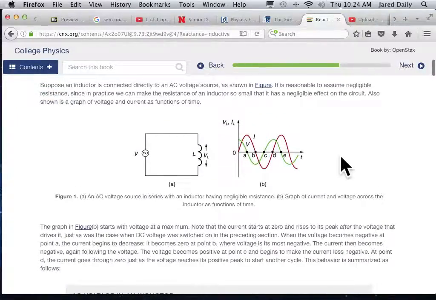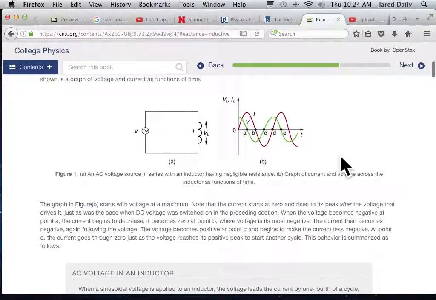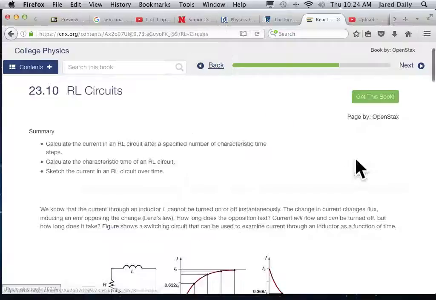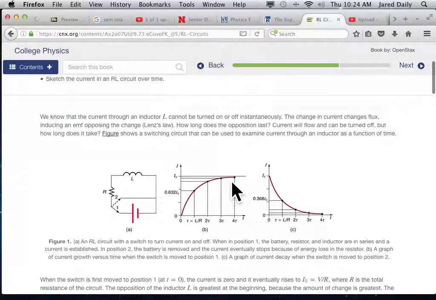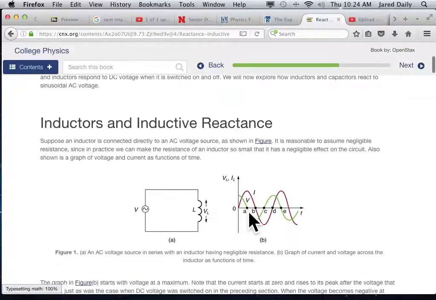Now, let's talk about what happens in time. We've already seen in the last section that when we drive a current through this, when we connect this to a voltage, the current doesn't start up right away. There's a time lag. There's a time differential between the voltage and the current. The current starts off later. And this time lag is actually quite important when we're dealing with inductor circuits.